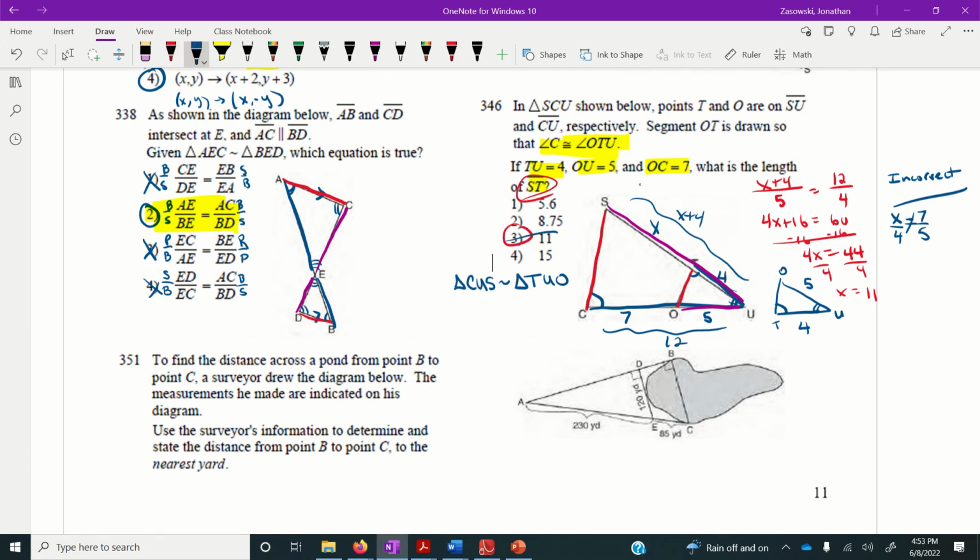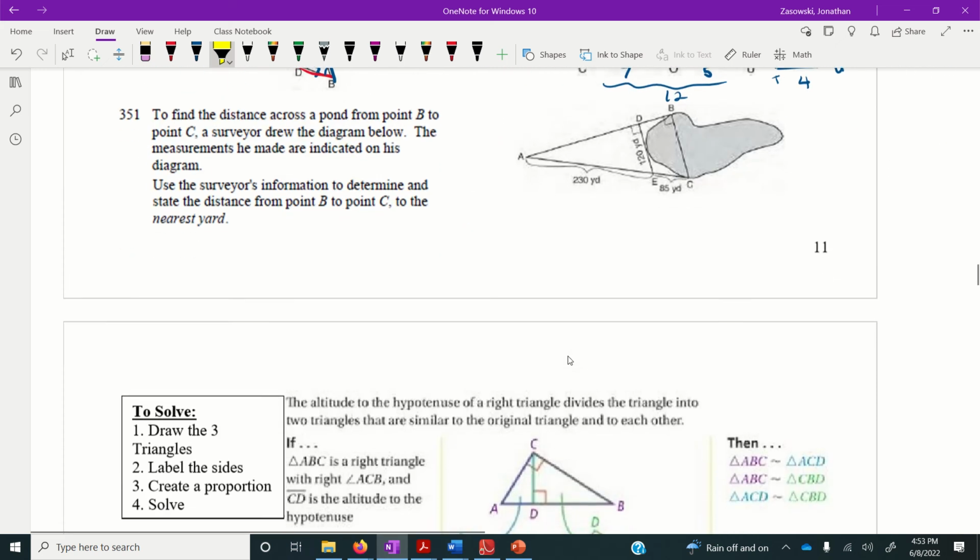Okay, so the big one here is we can't do top to bottom unless we have a side splitter and these two sides are parallel. Otherwise, you've got to match up your angles, so make sure we're drawing so that they're in the same position, and then we can cross multiply and solve.